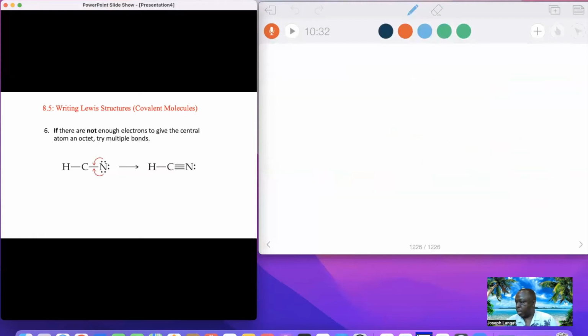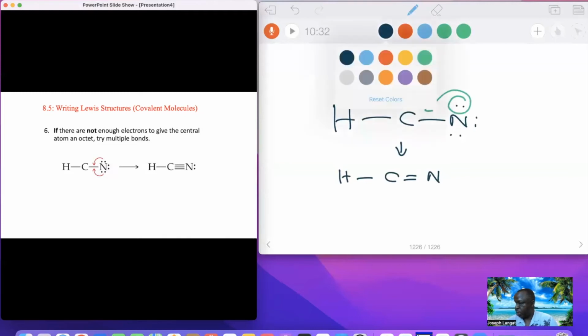So as it stands, we now have this structure C, N, but if you look at carbon, it has 6 electrons instead of 8 to satisfy the octet rule. So what this means is if we make this bond here, 1, 2, if we take this, this is the structure.